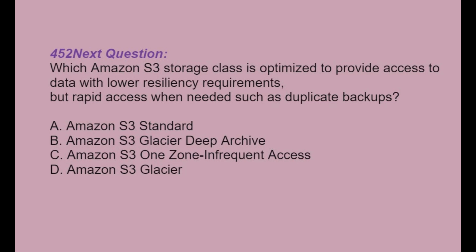Question is, which Amazon S3 storage class is optimized to provide access to data with lower resiliency requirements but rapid access when needed, such as duplicate backups? Option A, Amazon S3 Standard. Option B, Amazon S3 Glacier Deep Archive. Option C, Amazon S3 One Zone Infrequent Access. Option D, Amazon S3 Glacier. Correct answer is option C.